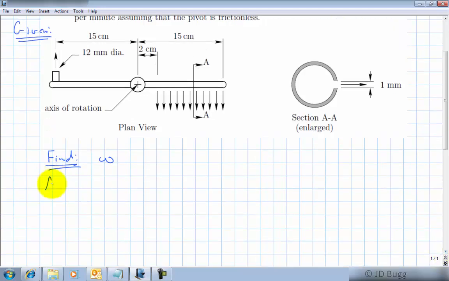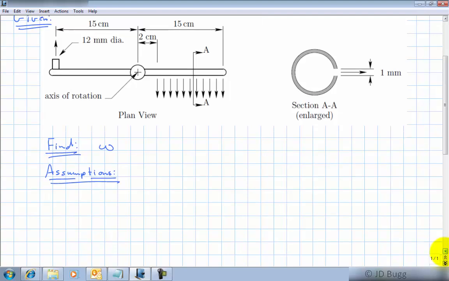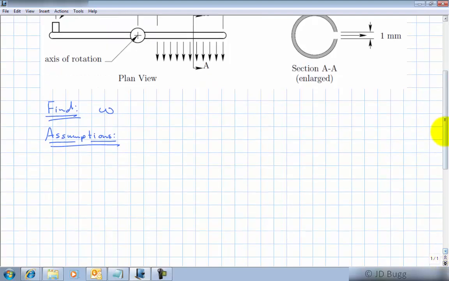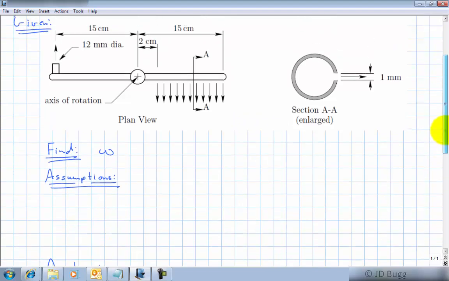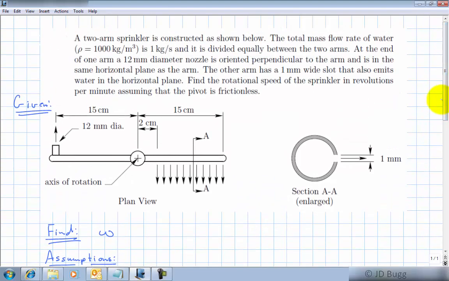So we need our list of assumptions, and we'll fill that out as we go along. Our analysis will begin here. As with all of these types of problems, this is an angular momentum problem because it's a rotating system. So we want to start by identifying a control volume.